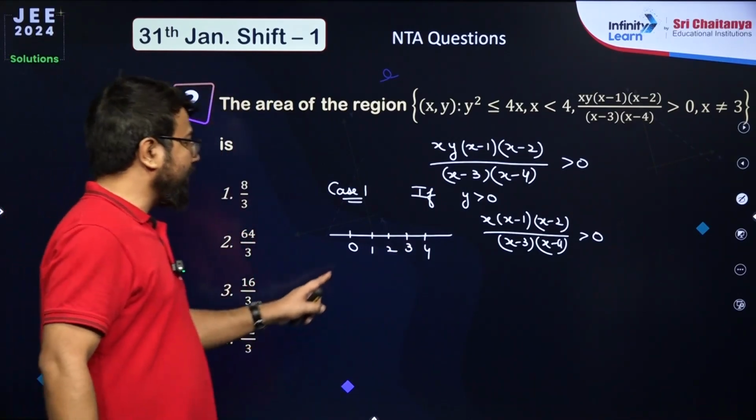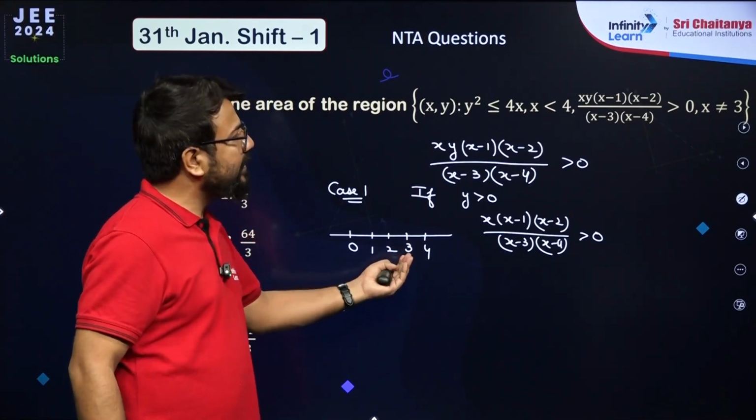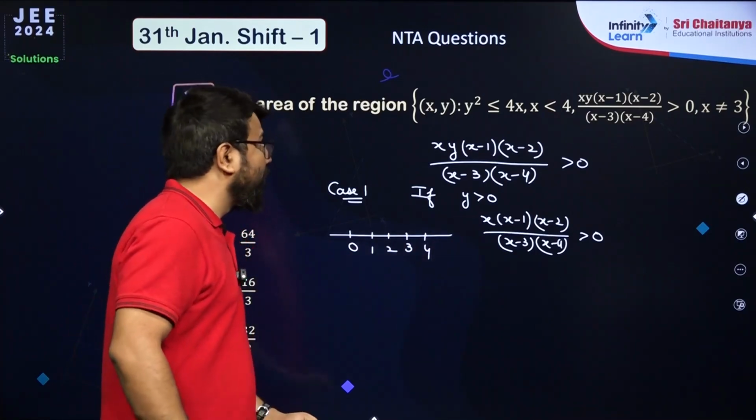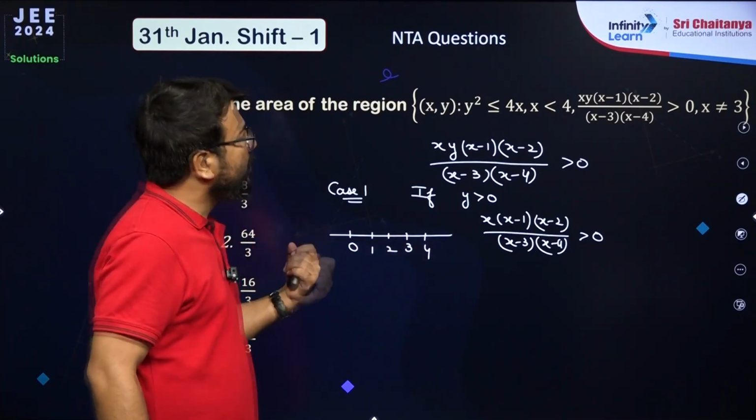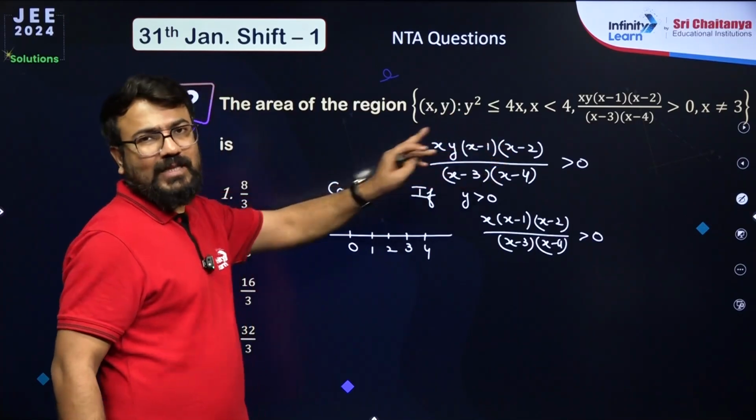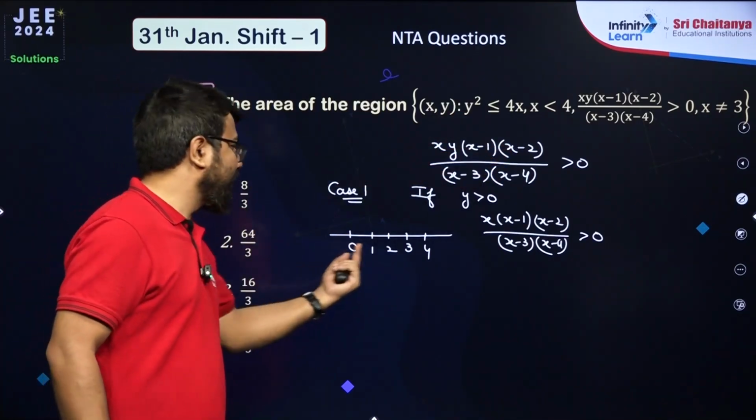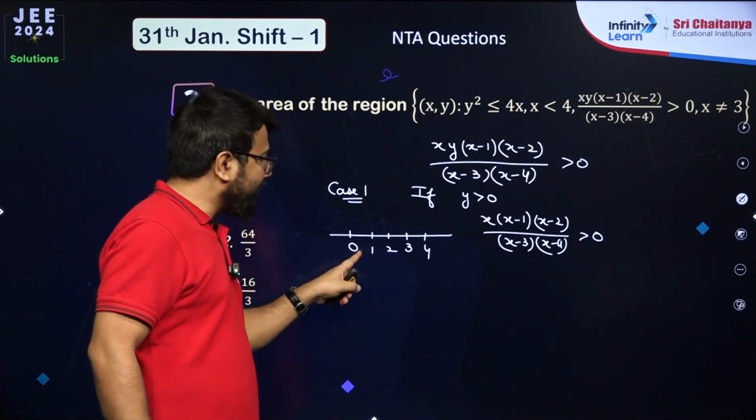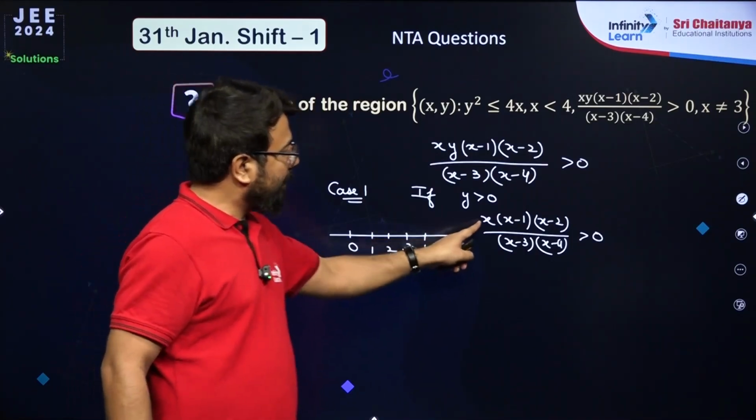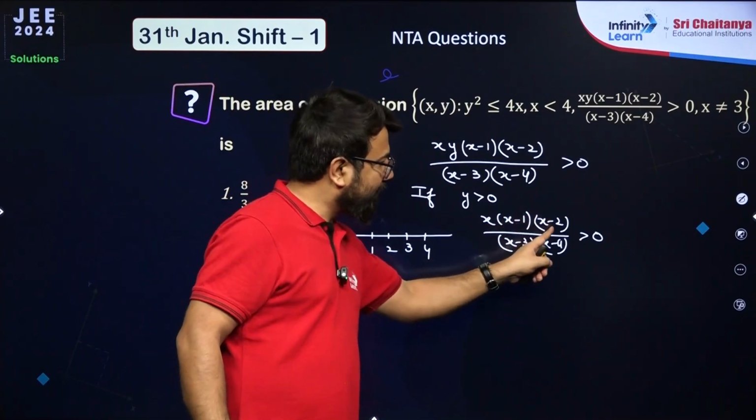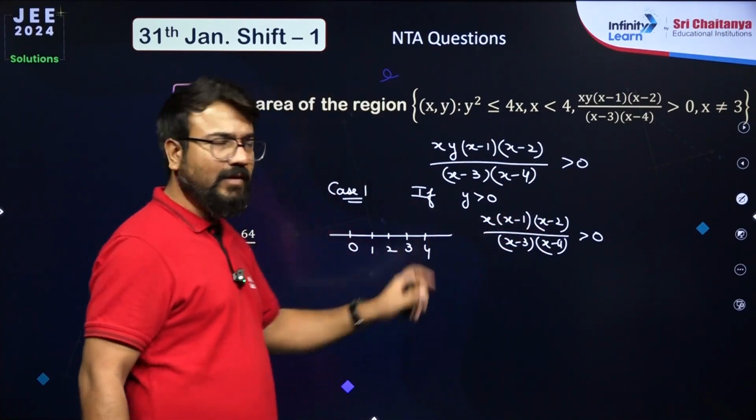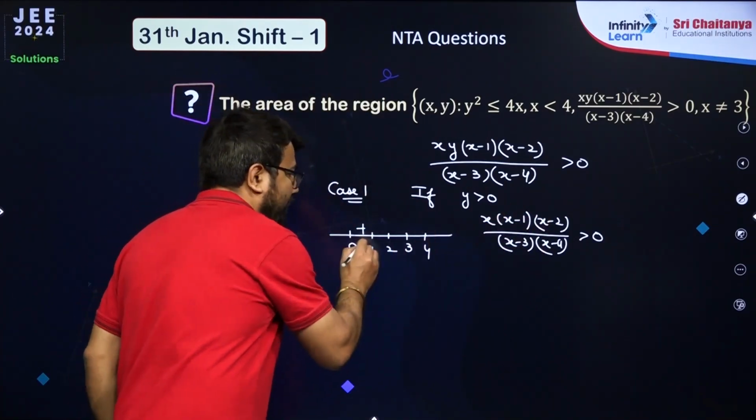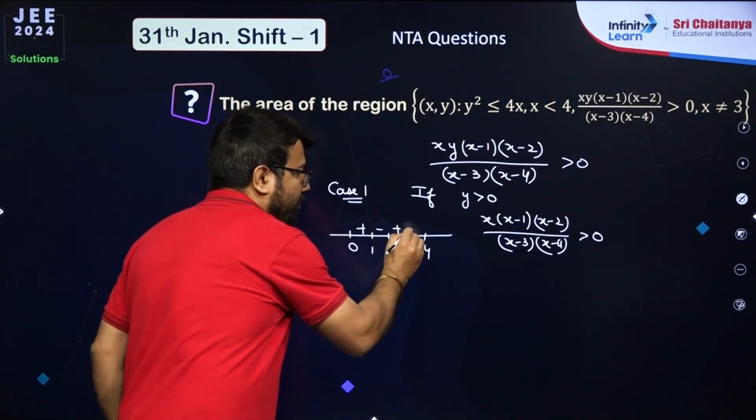And if I keep the value of x, I cannot exceed x greater than 4. Y square is less than or equal to x means we need not go towards the negative x-axis. We'll only be talking about these intervals. If I consider the value of x as half, this bracket will become negative, negative, negative, negative. That means the total will become positive. So here I am getting a positive result, here negative, here positive, here negative.